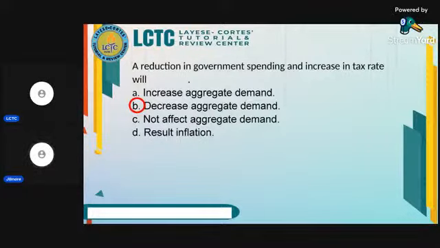So a reduction in government spending and an increase in the tax rate will decrease aggregate demand. Take note that in an economic condition where demand is excessive, there is inflation, right? So the government will adopt a contractionary fiscal policy in order to balance once again the economy. That's the concept, to balance the economy. So to decrease the aggregate demand, instead of having an excessive aggregate demand, lessen the demand.